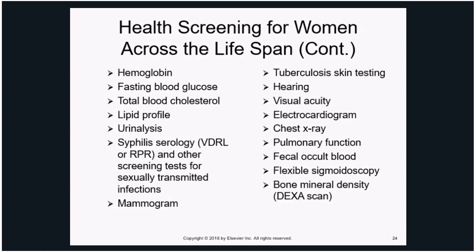Tuberculosis screening testing, hearing and visual acuity, electrocardiograms, chest x-rays, pulmonary functions, fecal occult blood, flexible sigmoidoscopy, and bone density screenings. These are all labs that can be done across screenings for women across the lifespan, depending on the up-to-date guidelines.